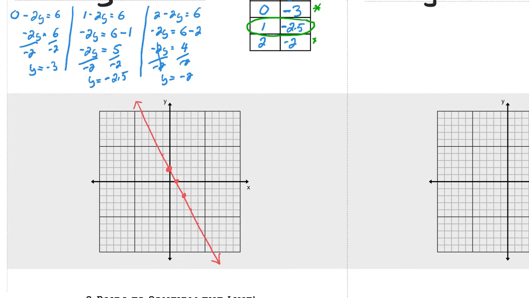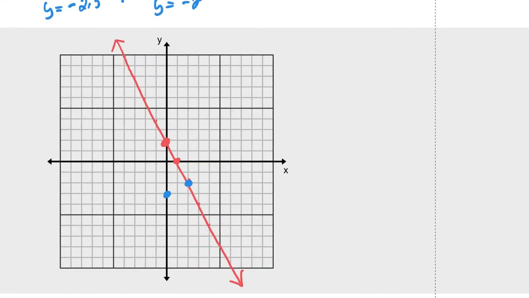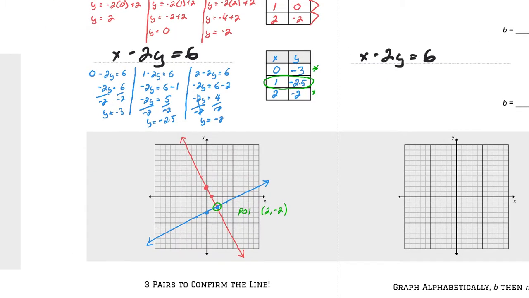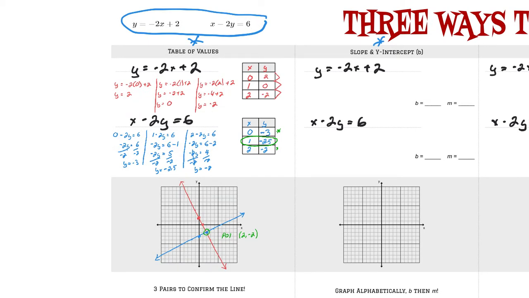My second line, I've got 0, negative 3, and 2, negative 2. I can see that my slope is up 1 over 2, so again I'll make a series of little guide dots, going backwards as I go left. Draw my line all the way through. Add my arrows, and then my POI, my point of intersection, is 2, negative 2. So that's how you graph a systems of equation using a table of values.